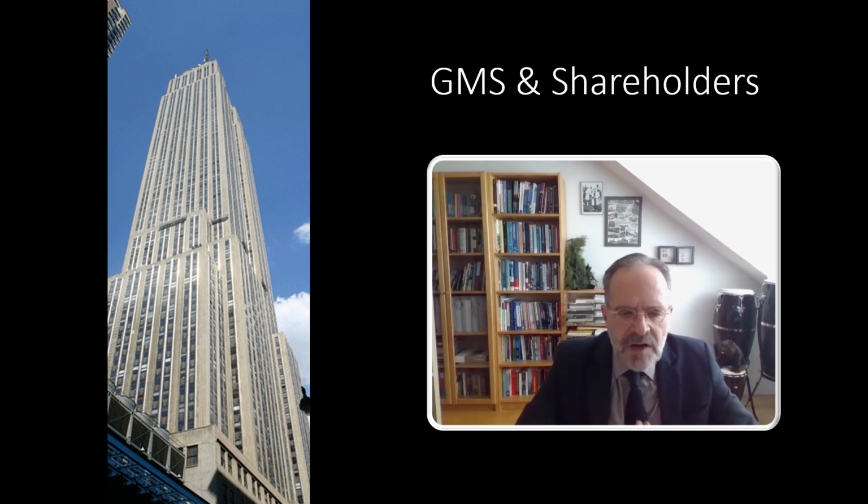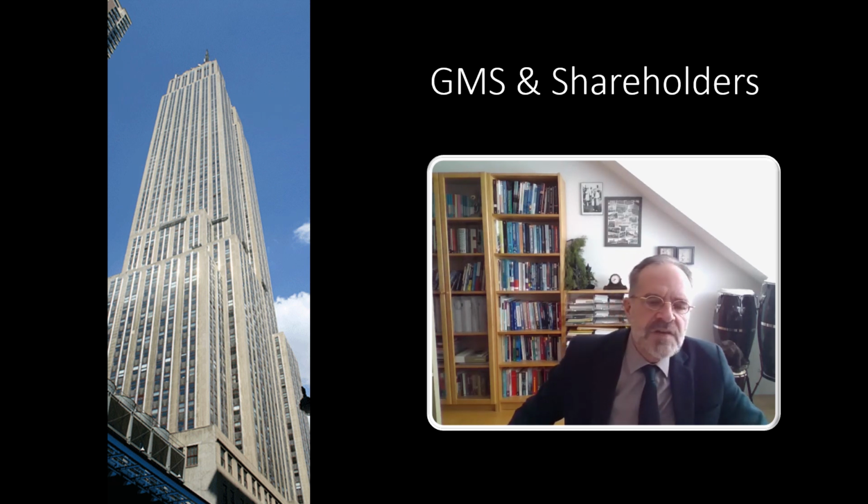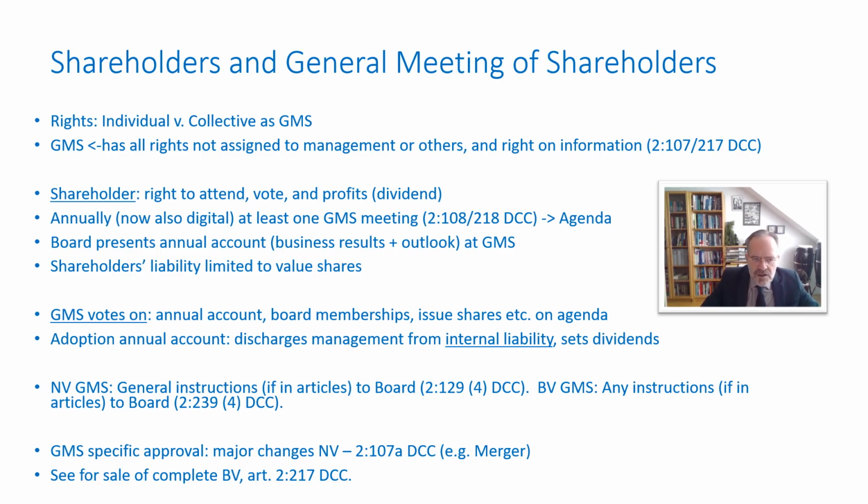Let's develop our understanding of how the legal person functions by first looking at shareholders and general meeting of shareholders. Those should be distinguished from each other, and that is what we will illustrate on the next slide. When we explore the rights and authorities of those involved in the legal person, we should, when we look at shareholders, distinguish between shareholders individual and as a collective.